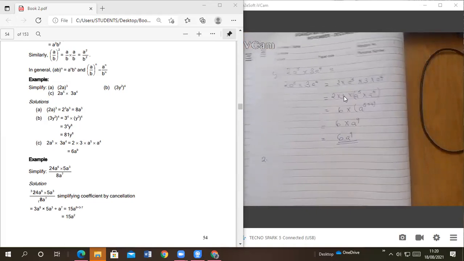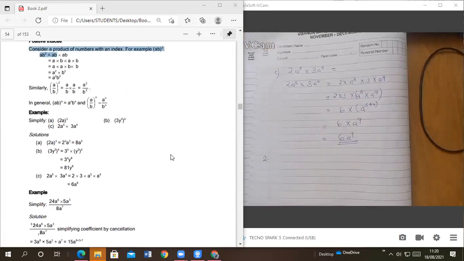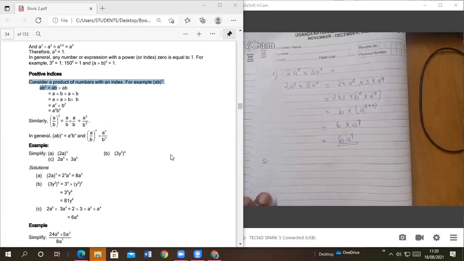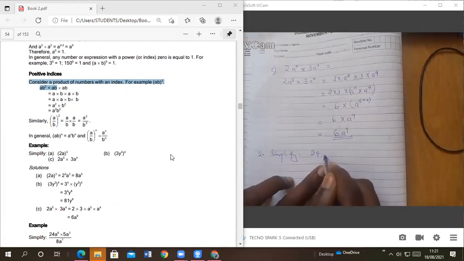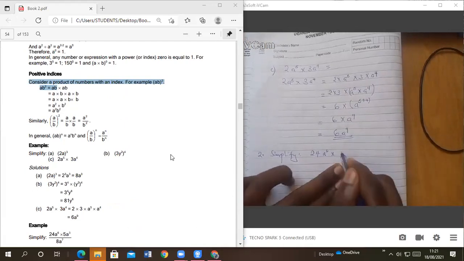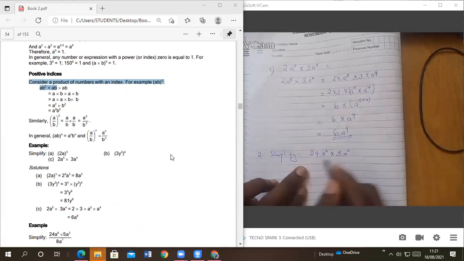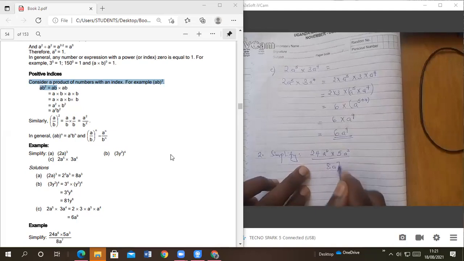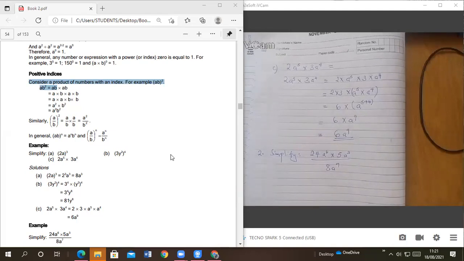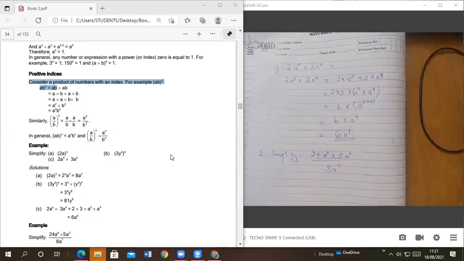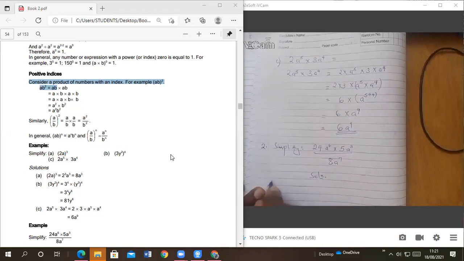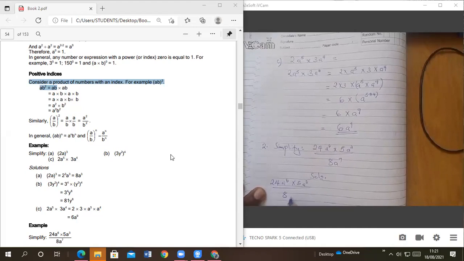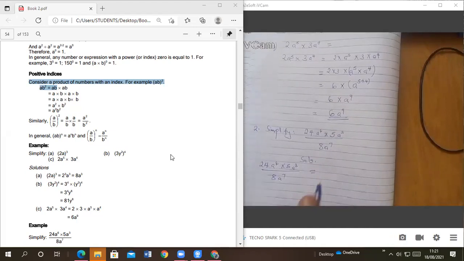Then question 2, example number 2. The question is: simplify 24a to the power 6 times 5a to the power 3 divided by 8a to the power 7. Are we together? What are we supposed to do there now? So what are we going to do?